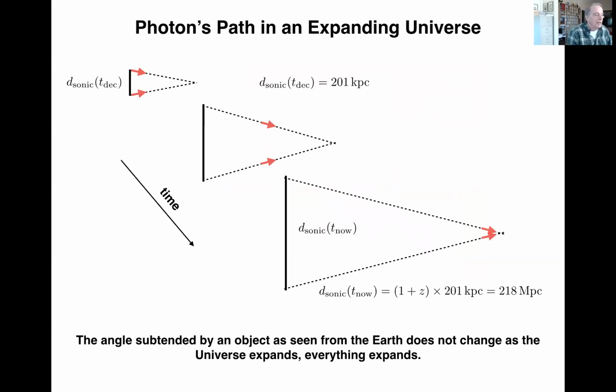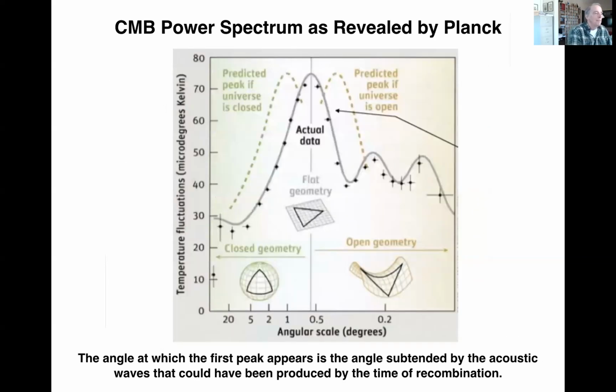Okay. So if that peak, say, were to the left of where it actually is, that would indicate a closed universe. If the peak were to the right, that would indicate an open universe. But the actual peak lies within less than 1% of what that angle would be if the universe were flat.